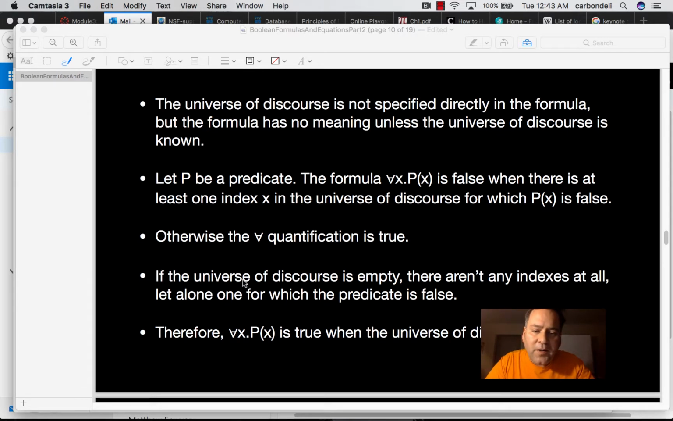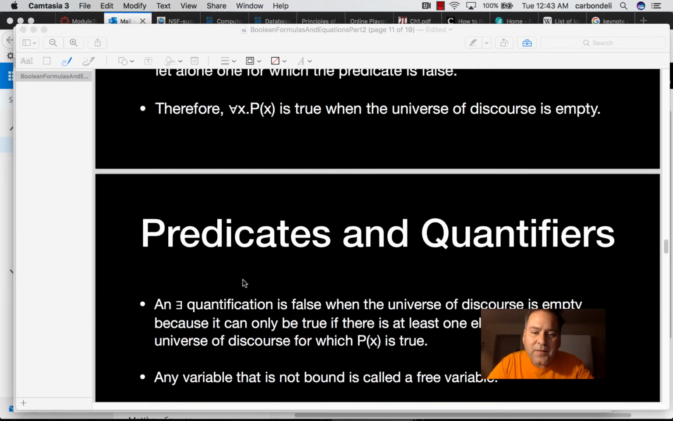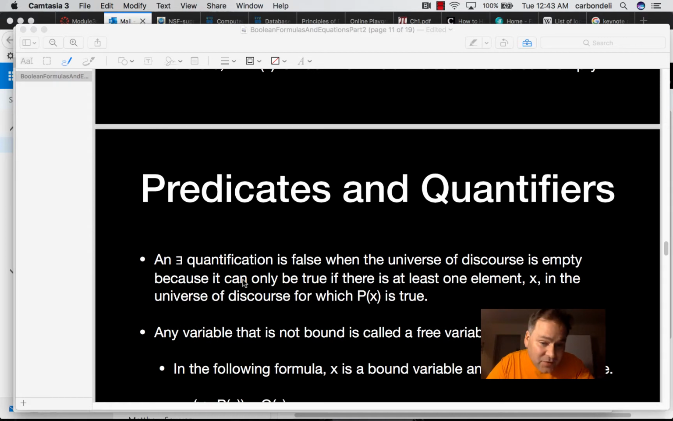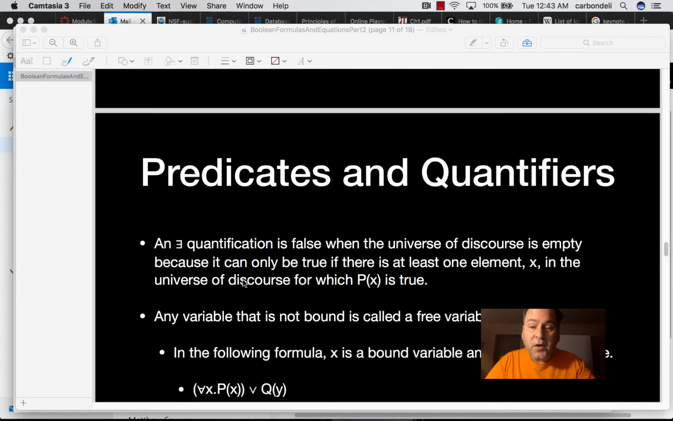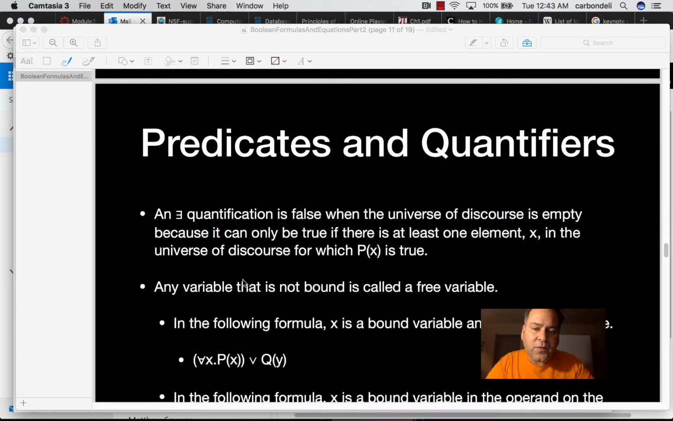Therefore, for all X, P of X is true when the universe of discourse is empty. An existential quantification is false when the universe of discourse is empty because it can only be true if there is at least one element X in the universe of discourse for which P of X is true.